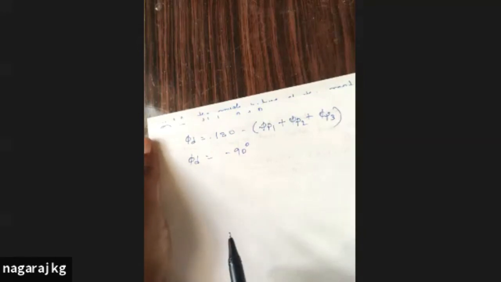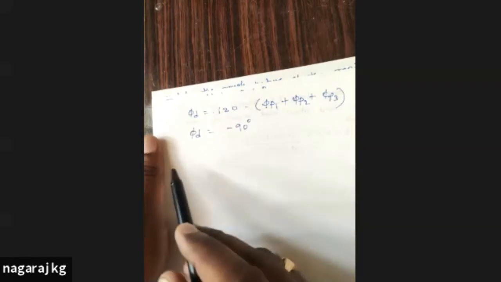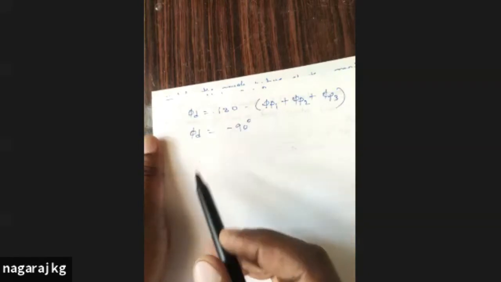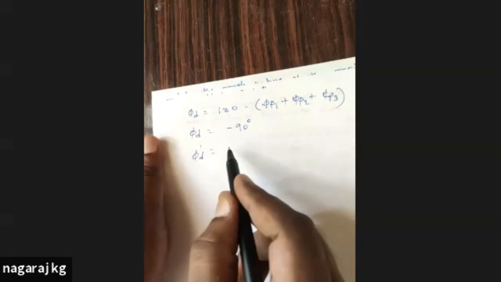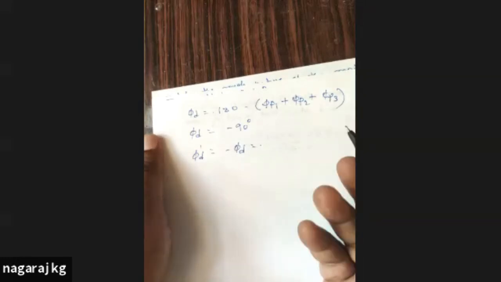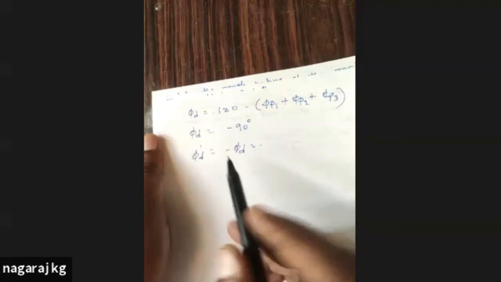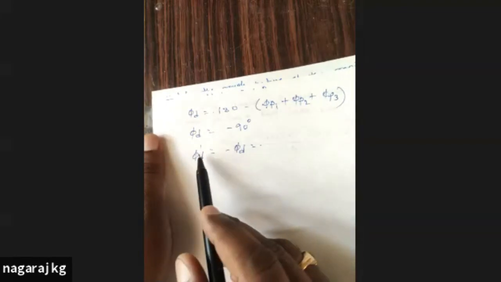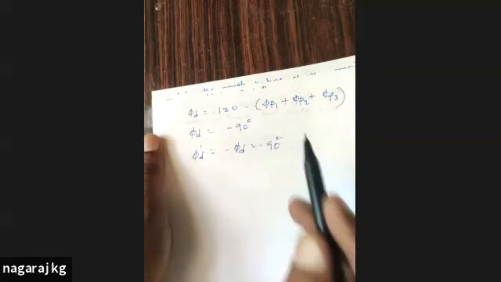Once you have found the angle of departure for one complex pole, the angle of departure for the other complex pole will be its conjugate. That is, phi D dash is equal to minus phi D. That will be just opposite to the angle that you have already found, so you take a negative sign. So phi D dash is equal to minus phi D, which is plus 90 degrees.